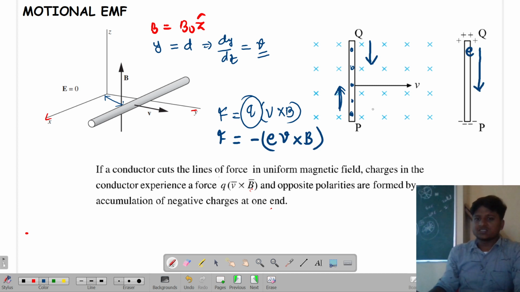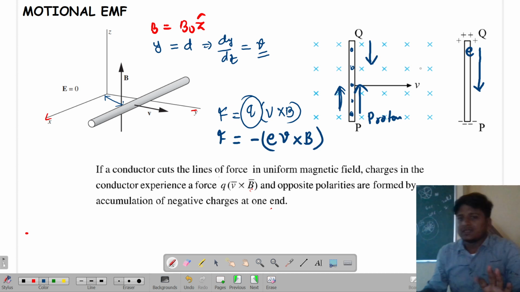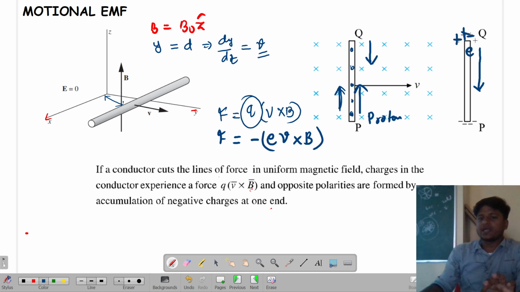But if you consider positive charges like protons, protons will move from P to Q, right or not? That is why Q is attaining which polarity? Positive polarity, and P is attaining which polarity? Negative polarity, right or not? Is this clear or not?